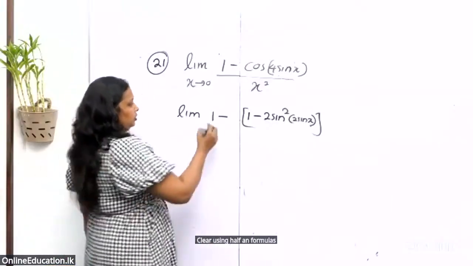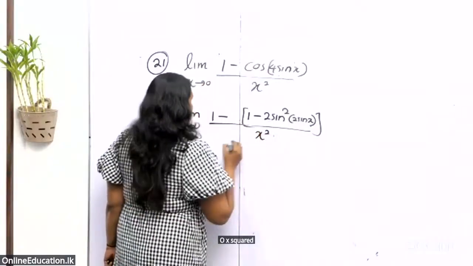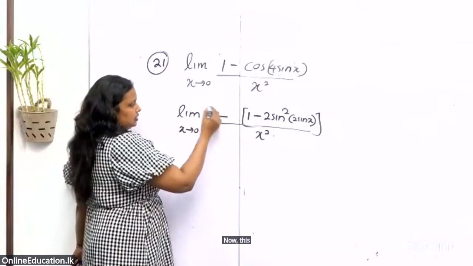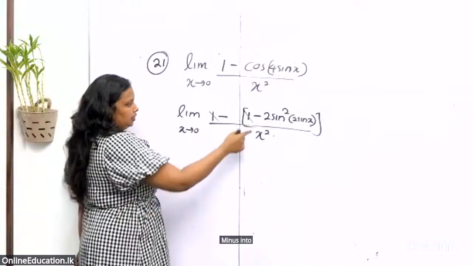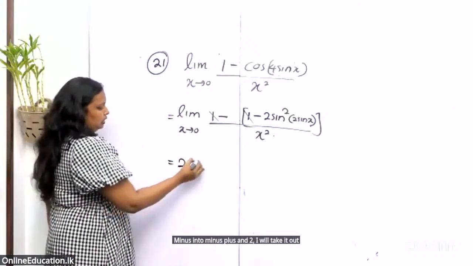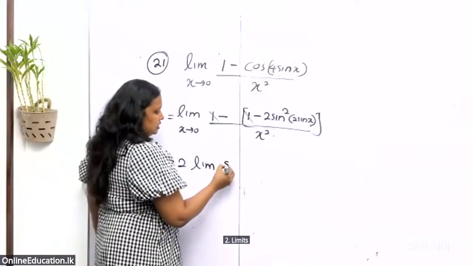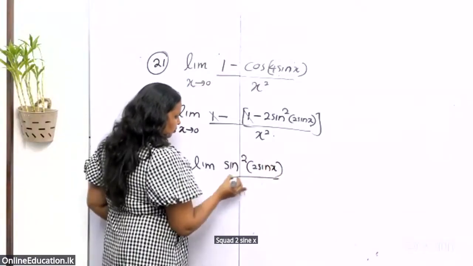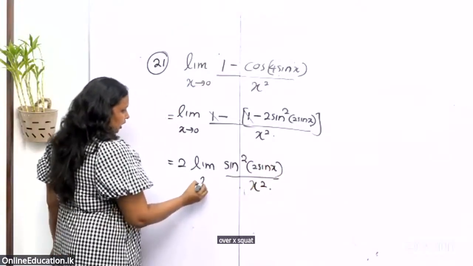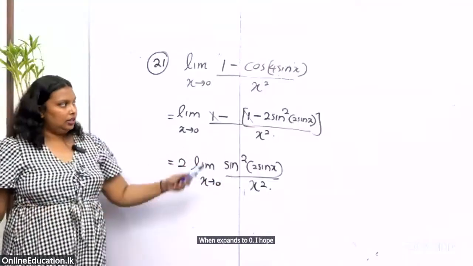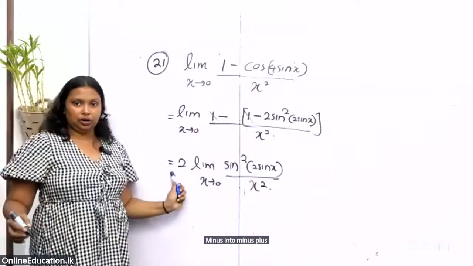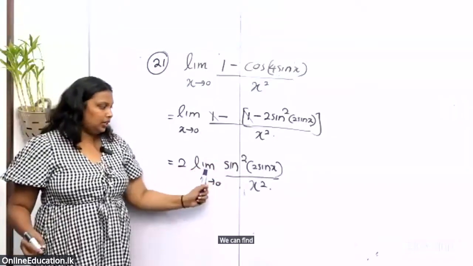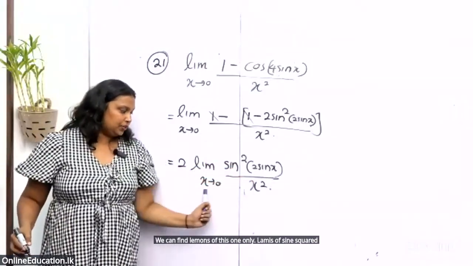Over x squared, when x tends to 0. Now this one and this one will get cancelled. Minus into minus is plus, and 2 I will take it out: 2 times the limit of sine squared 2 sin x over x squared when x tends to 0. I hope you can understand this line. I took the 2 out of the limits, and we can find the limit of this one only.